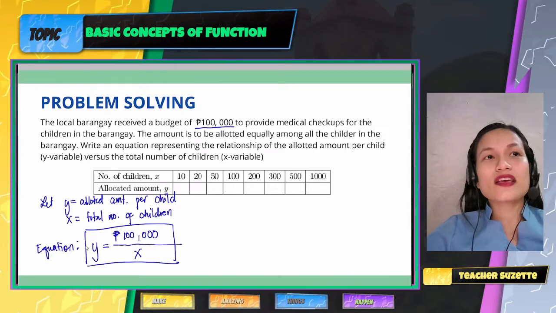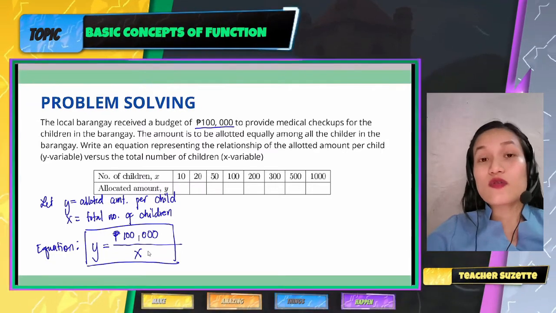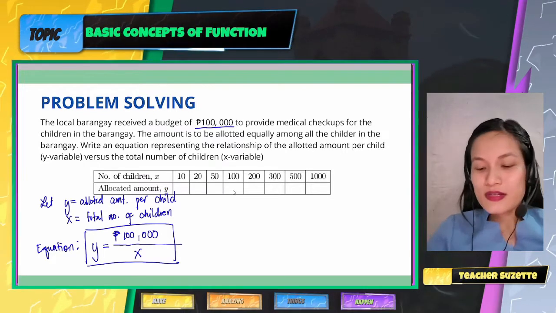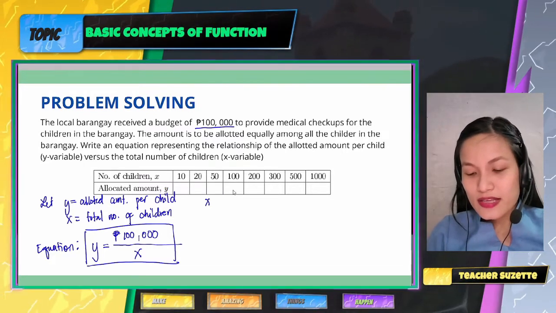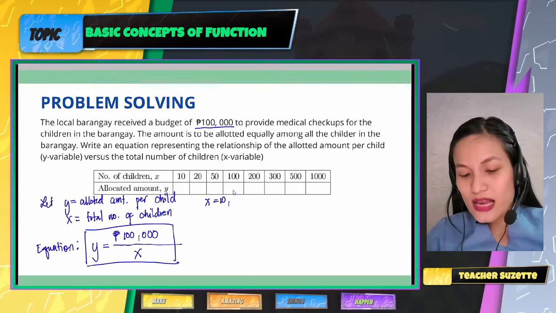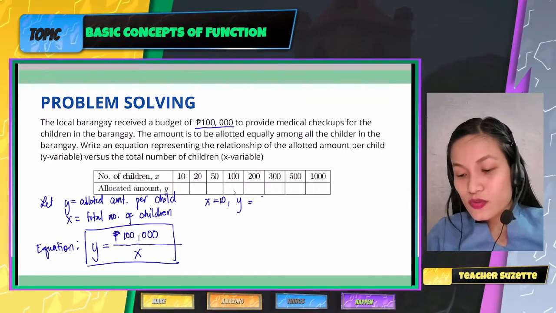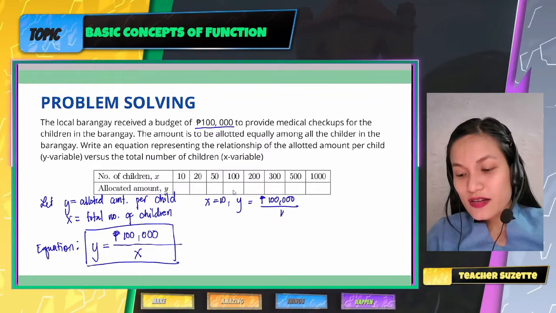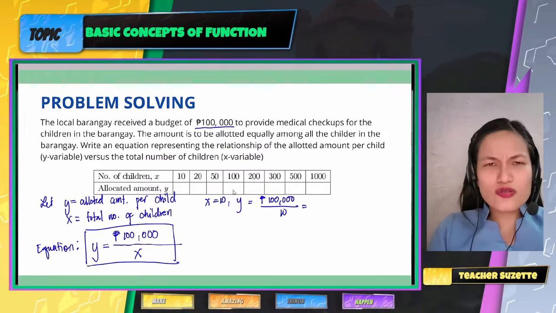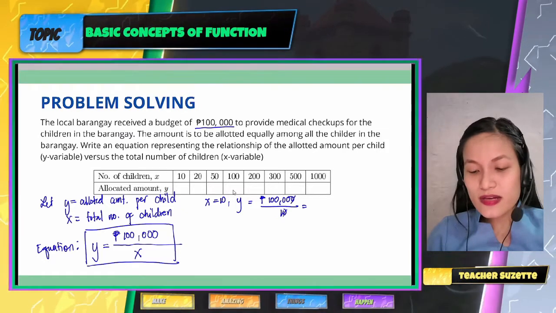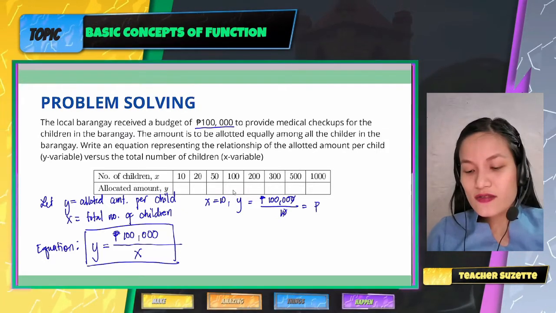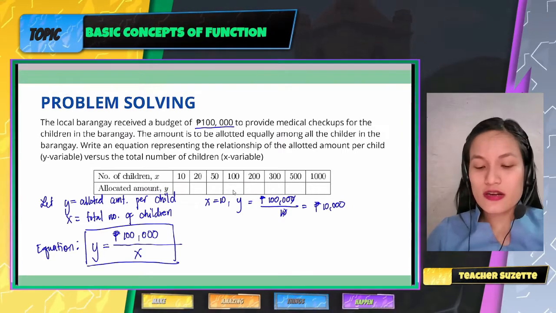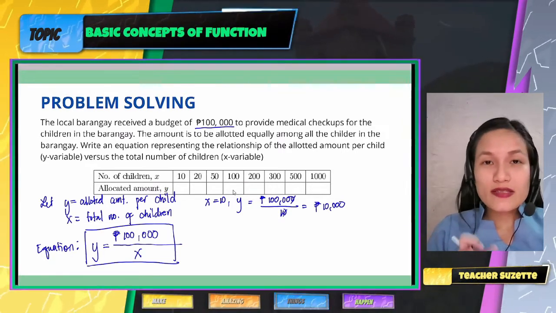So, gamit itong ating equation na y is equal to 100,000 over x, let's solve po yung ibang values natin dito. So, let's have our x is equal to 10. So, you will have y is equal to 100,000 over 10. So, para mas mabilis, you can use your calculator or cancel mo na lang isa sa mga zero dyan. So, you will have an amount of 10,000 per child for when your x is 10.